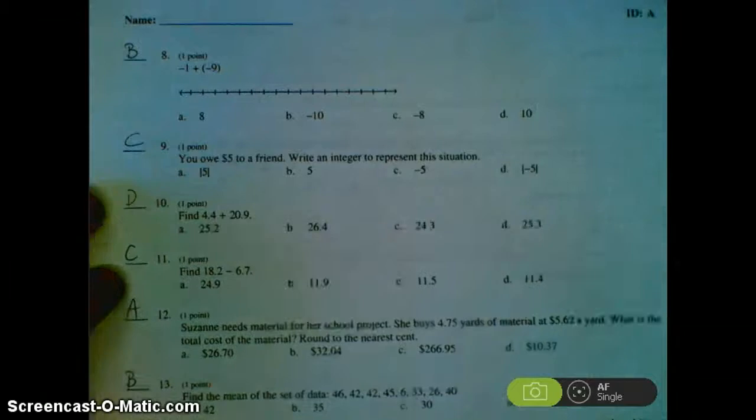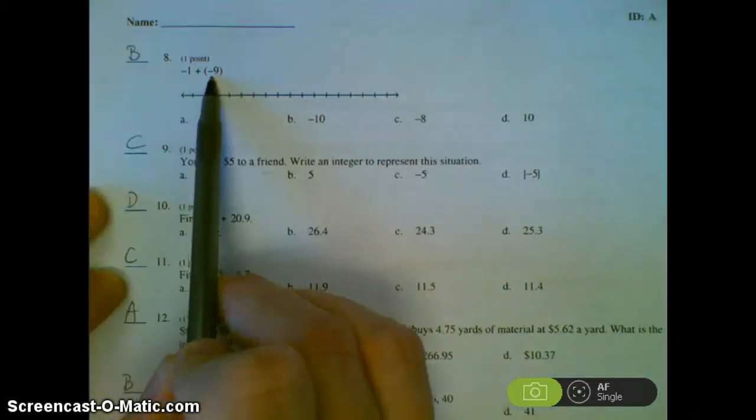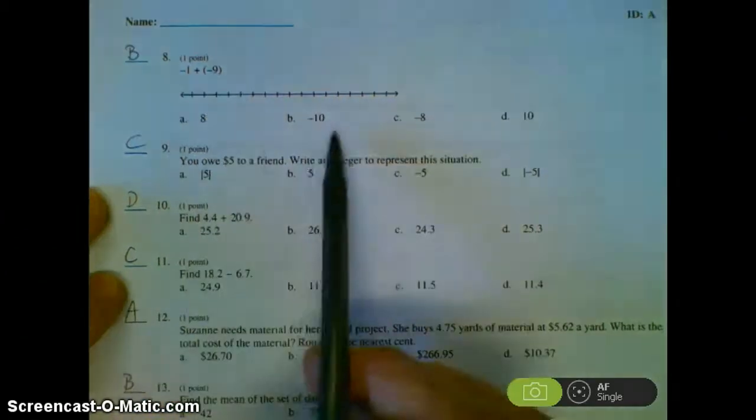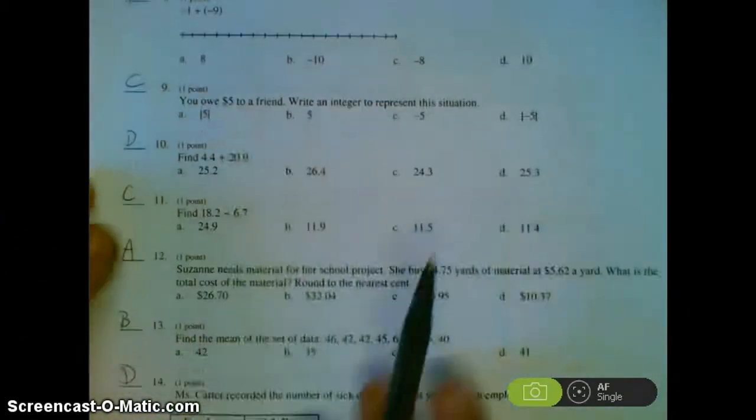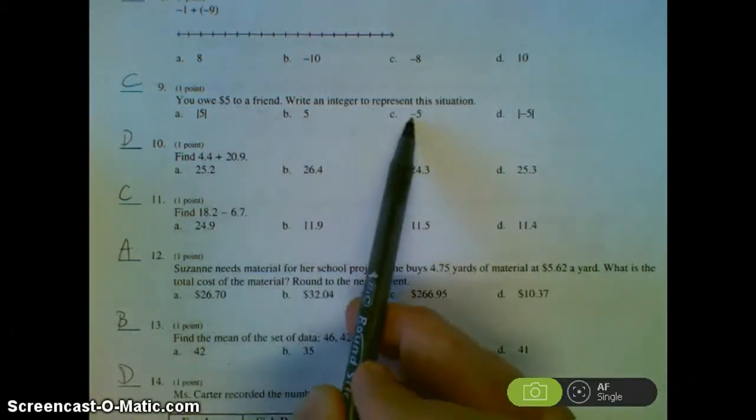Number 8. Hey, look, another integer problem. Negative 1 plus negative 9. That means I have 1 negative, I add 9 negatives. Now I've got 10 negatives. You owe $5 to a friend. That means it's going to be a negative, so it is negative 5.